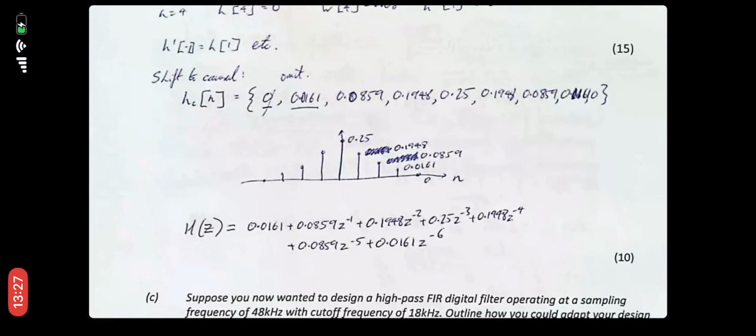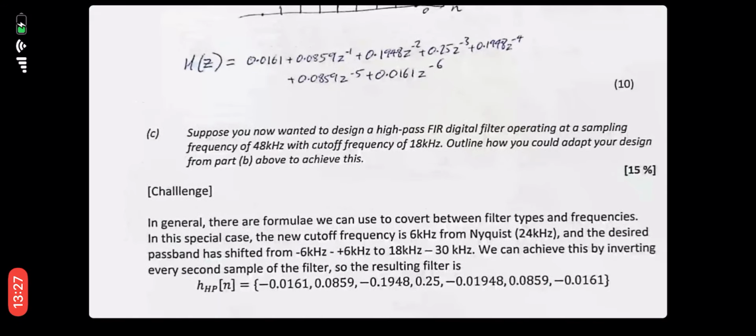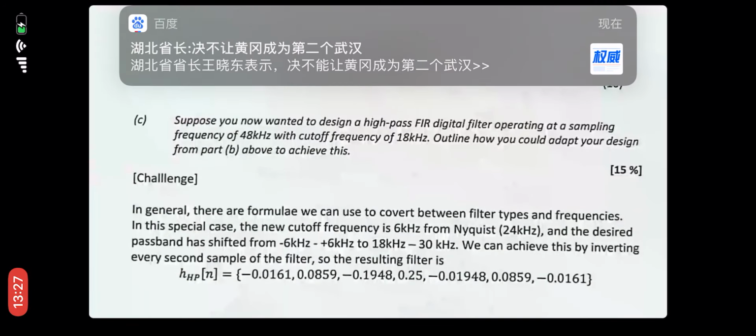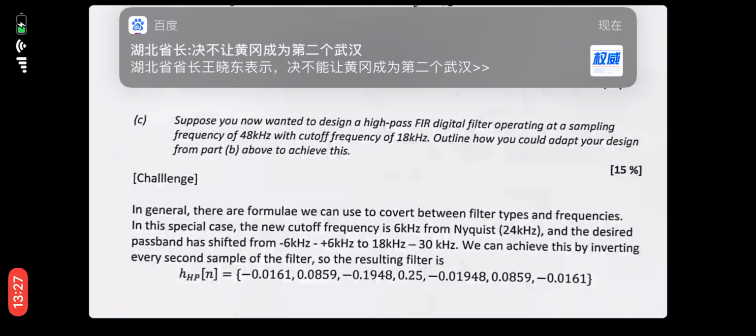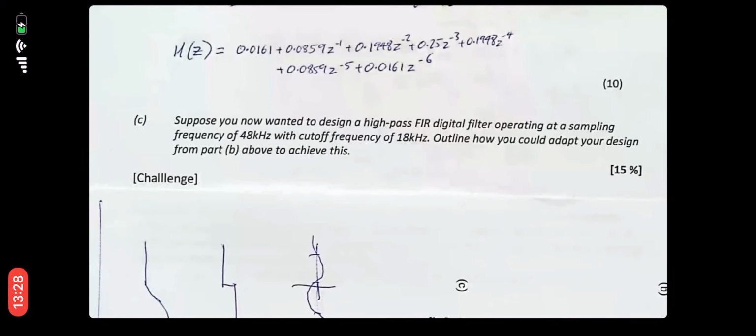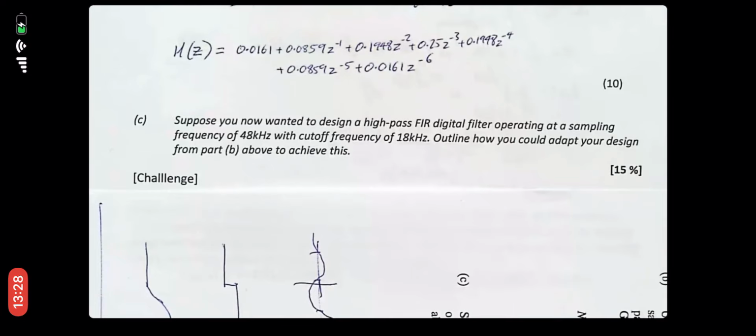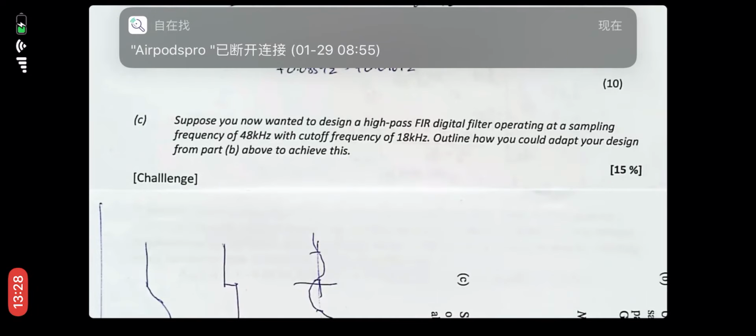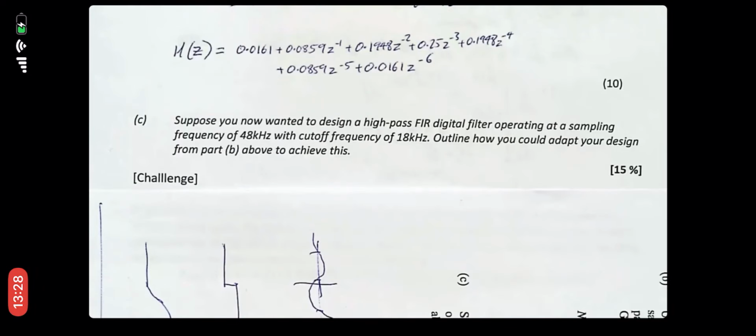Okay, so then the last part of this question, this is a bit of a challenging part. Suppose you now want to design a high pass filter operating at 48 kHz with a cutoff frequency of 18 kHz. Outline how you can adapt your design to achieve this. Although I gave you the answer to that one, we've built in the first part a low pass filter that cuts off at 6 kHz. How might that be related to a high pass filter that cuts off at 18 kHz?